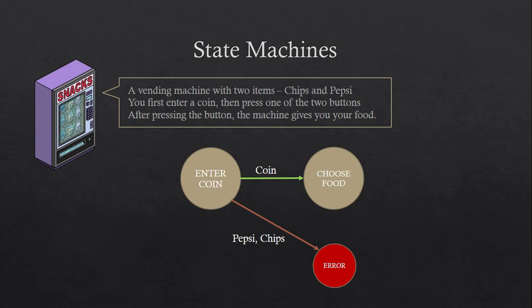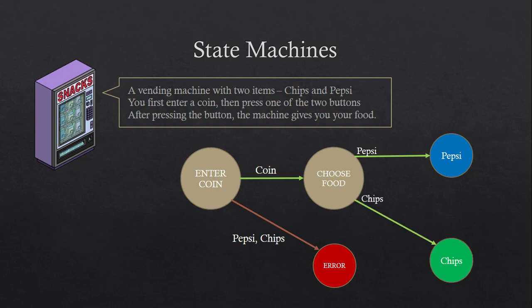Alright, so in the choice of food state, if you press Pepsi, it takes you to the Pepsi state. In this state, it gives you the product, that is Pepsi. Or if you choose chips, it gives you chips. But if you try to enter more coin without choosing your food, without pressing the buttons, it gives you more error.